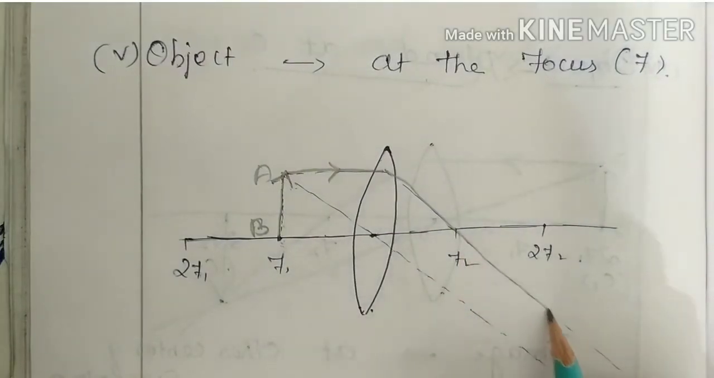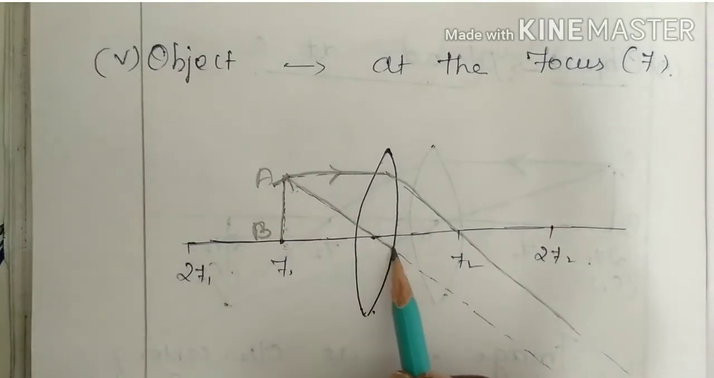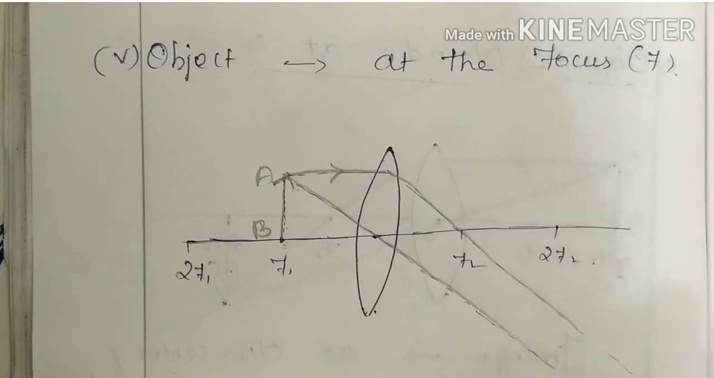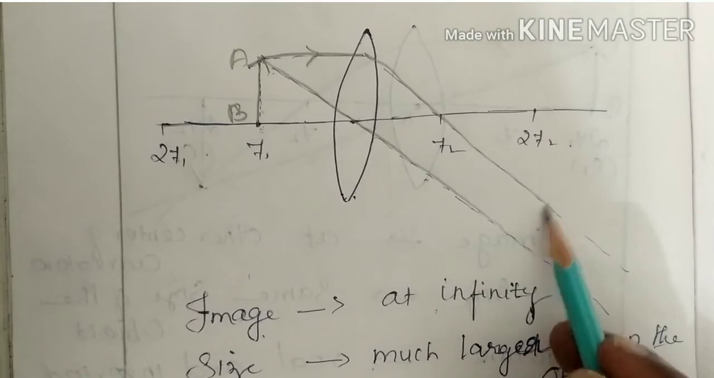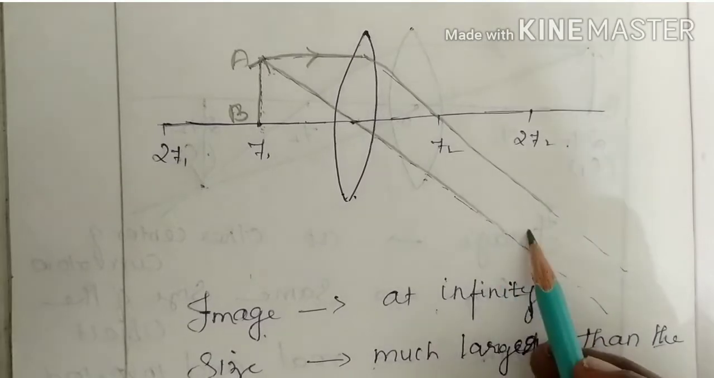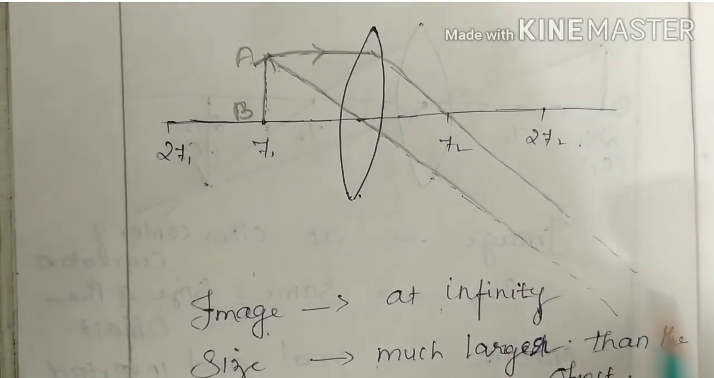And the ray passing through the optic center, without any deviation, it is going like this. So just observe this picture, are the two rays meeting anywhere here? No. The two rays are not meeting anywhere near the lens. So the two rays will meet far away from the lens.